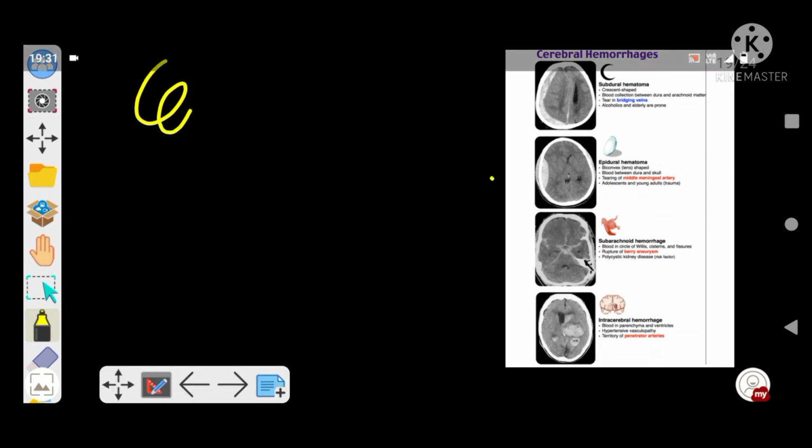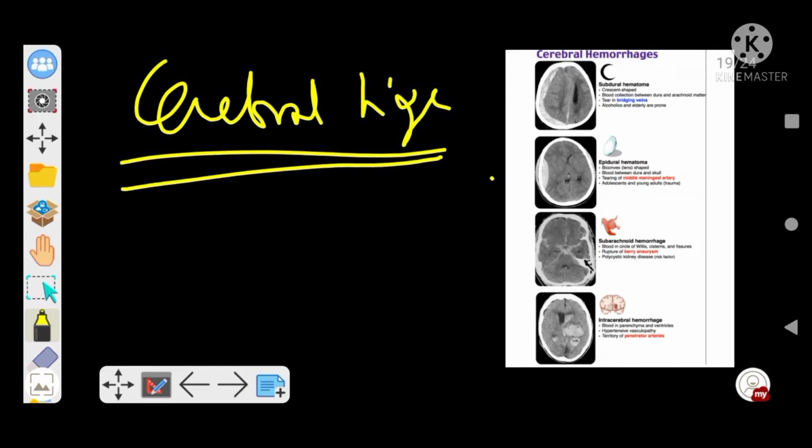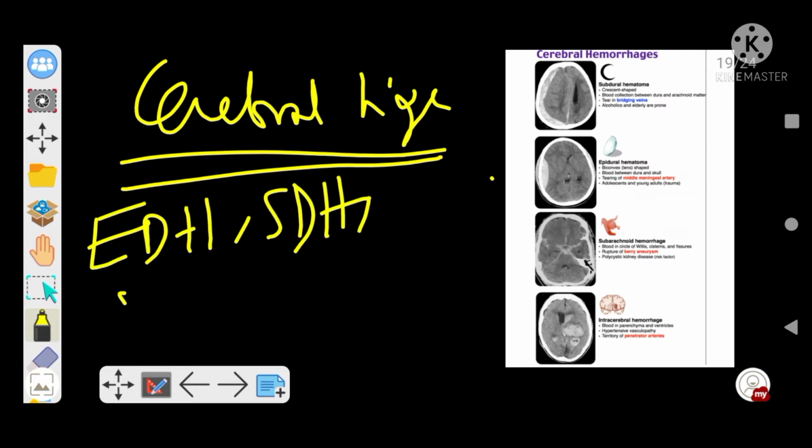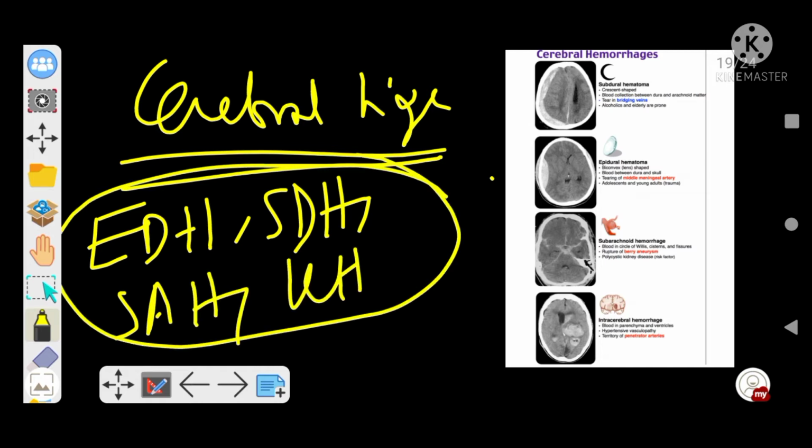Okay, so this is an important topic and has been asked in your different exams, right? Cerebral hemorrhages. The topics are mainly EDH, SDH, SAH, and intracerebral hemorrhage, right? These four have alternately been asked in your exams. Like once they have asked EDH, then SDH, then next year SAH, then ICH. So we will discuss everything from the slide that you are seeing with the images, right?